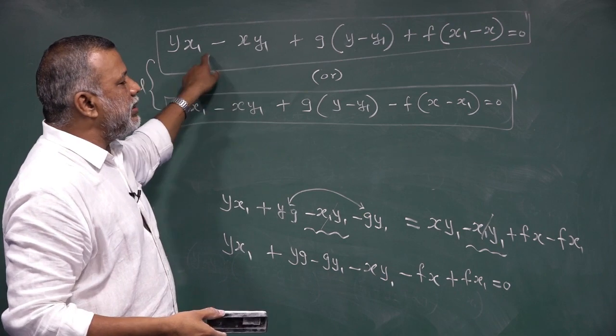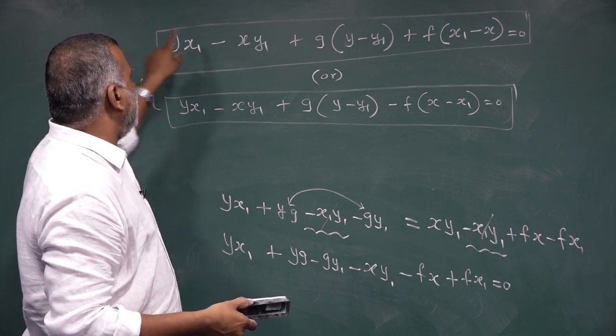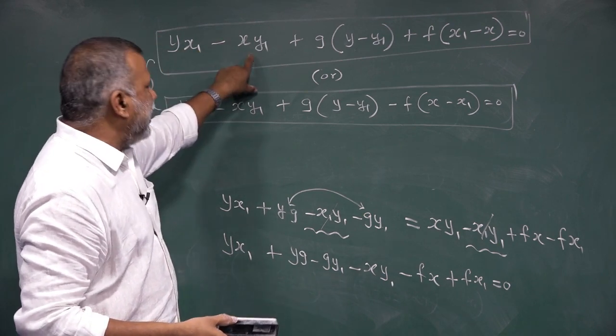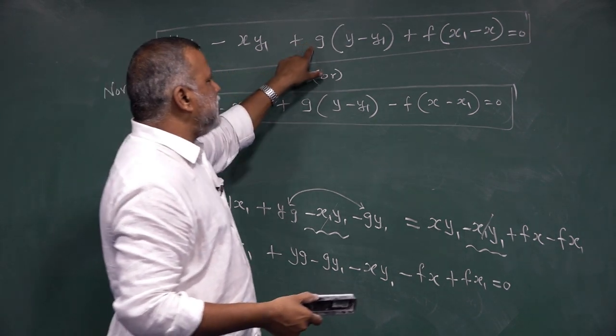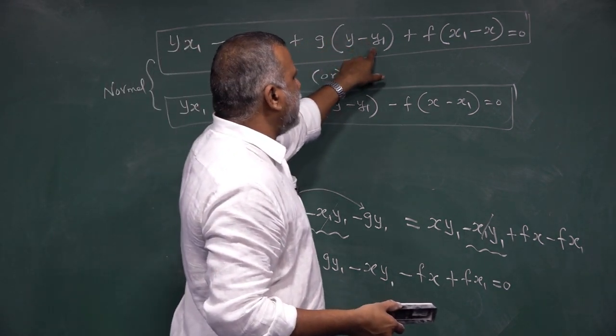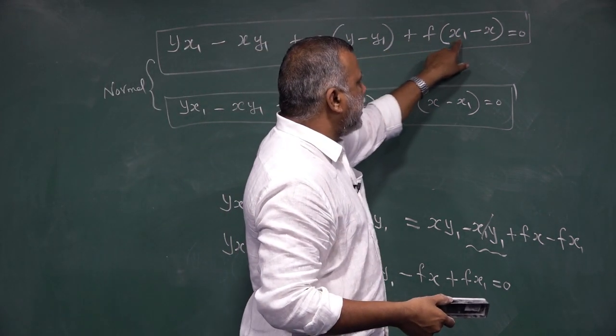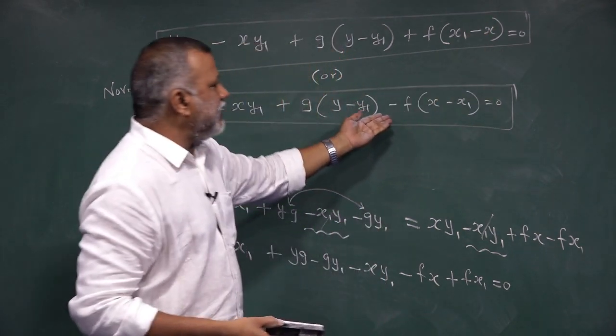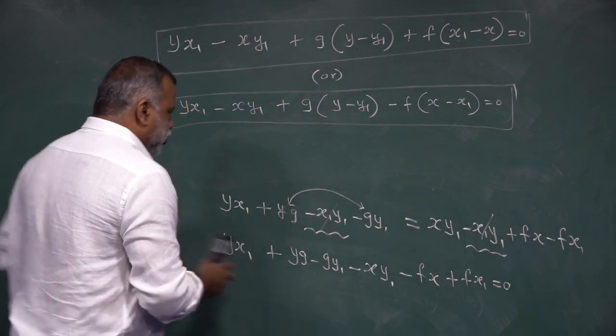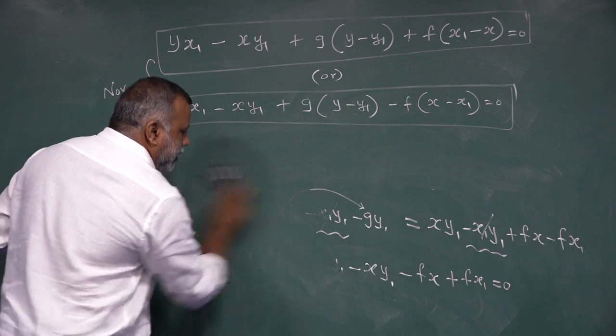This is to be the equation of the normal: yx1 minus xy1 plus g of (y minus y1) plus f of (x minus x1) equal to 0. Or we can write like this. This is to be the equation of the normal.